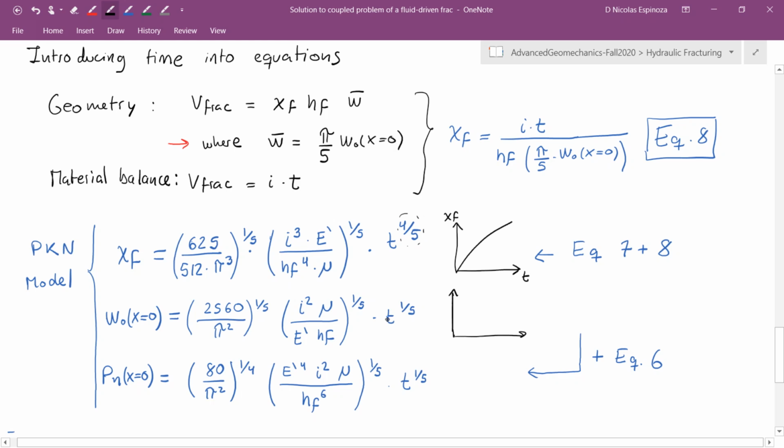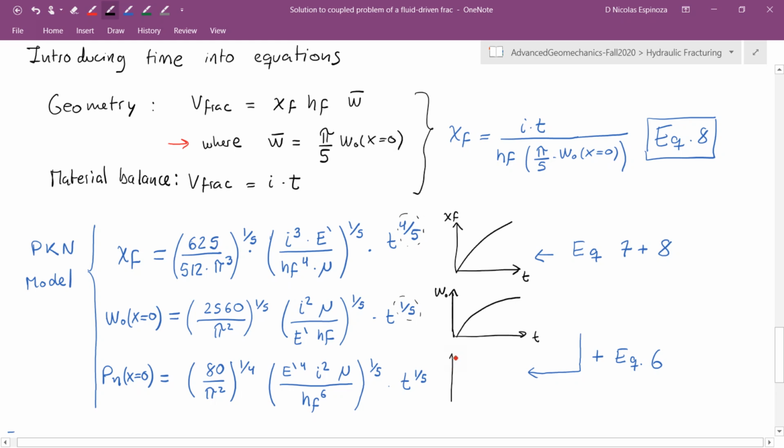Will fracture width increase with time too? Yes, it will. But notice that it's not going to increase as proportionally as the fracture length does. Actually, the fracture width at the wellbore is going to look a little bit more like this, where at the beginning it's going to increase quickly, but after some time it's not going to increase that quickly anymore because it's to the power of 1 over 5.